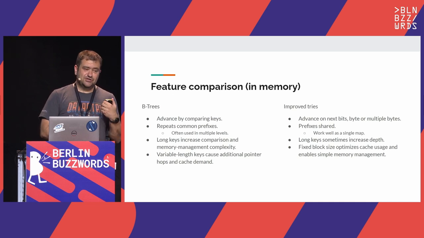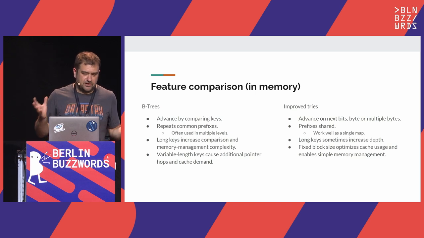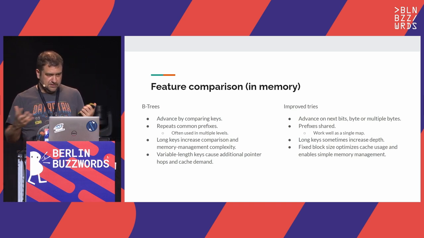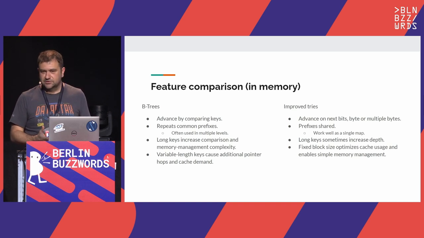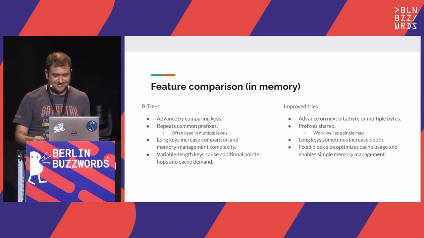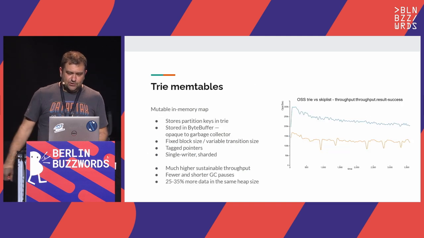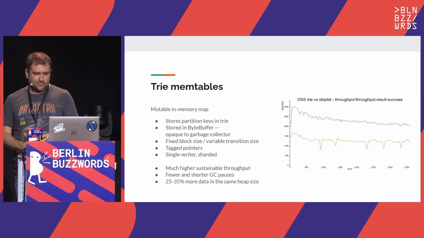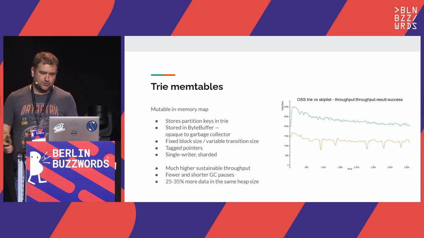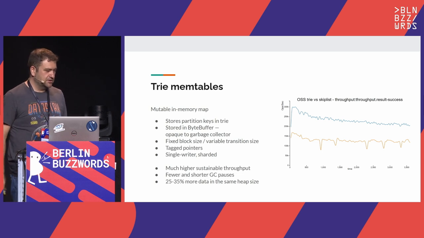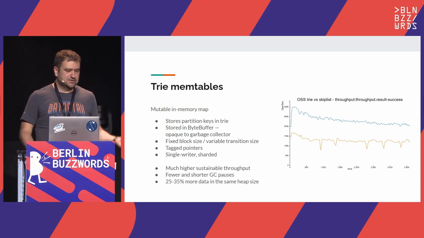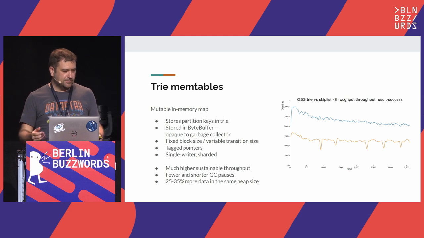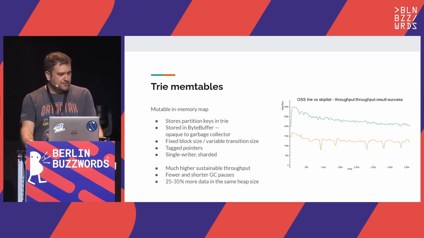Also, there's a problem of managing these variable size nodes and keys, which involves very complex memory management and garbage collection problems. So what did we get as a result of this? We have a new implementation of memtables for Cassandra, which has been in use at DataStax's version of Cassandra for a while, but is now also part of open source Apache Cassandra with version 5.